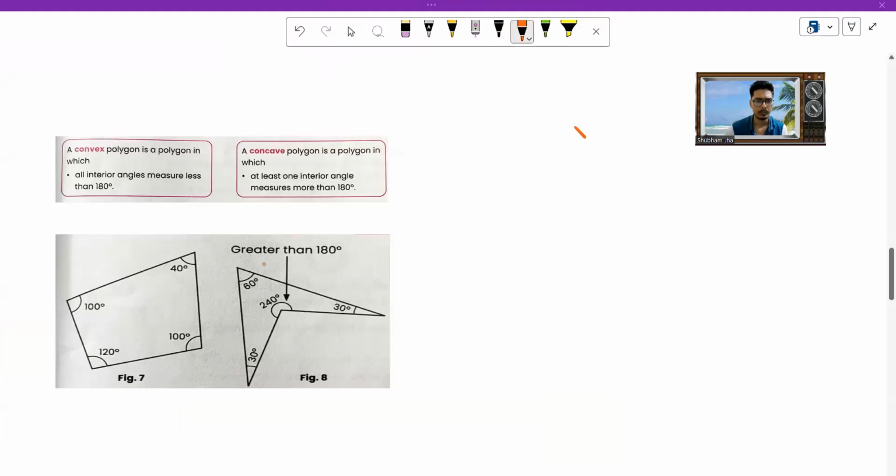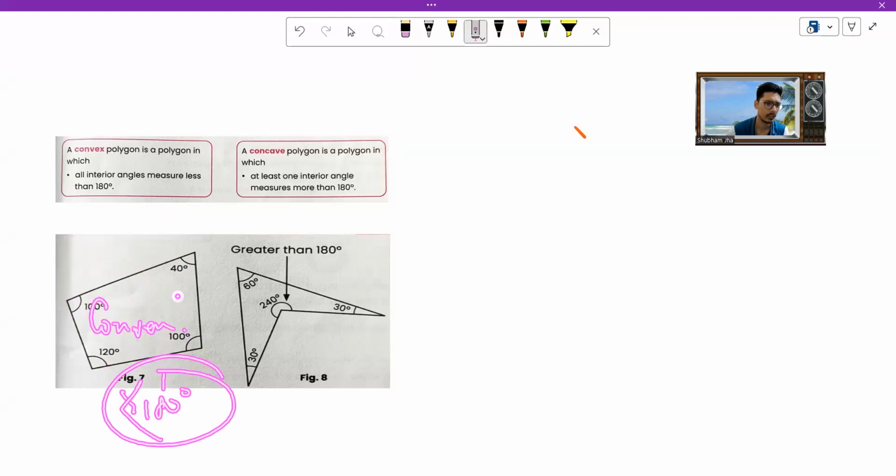if you look at the example, if I draw a figure like this. In this figure, you can clearly see this angle is 100 degrees. This is 40 degrees. This is 100, and this is 120. So 200, 320, 360. So this is my 360 degrees, and no angle is greater than 180 degrees. Meaning every angle is less than 180 degrees. Meaning this is my convex polygon.